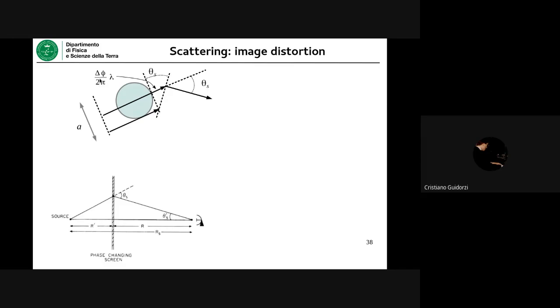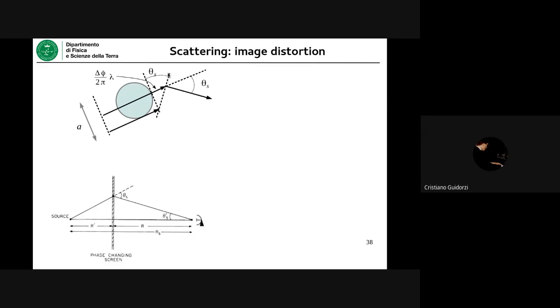So delta phi over 2 pi is the relative shift with respect to one period, one wavelength in terms of spatial periodicity, multiplied by lambda. This tells you the difference in path between the two equal phases. So if you want to have the same phase between this ray and this ray, you have to add an extra path, which corresponds to delta phi over 2 pi times lambda.